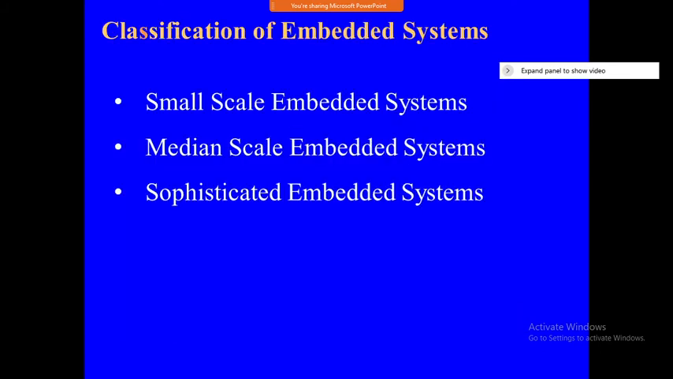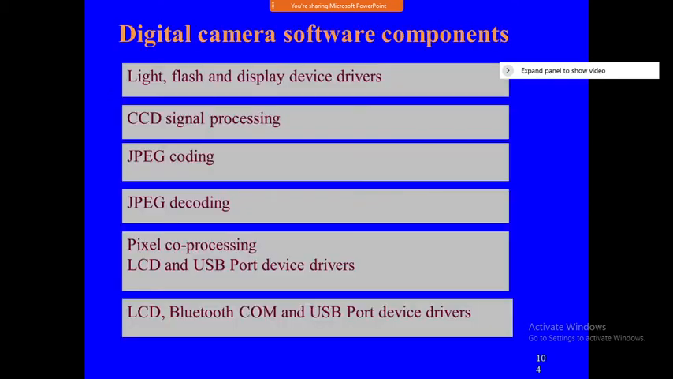Next, classification of the embedded system. This completes your examples of the embedded system. See, what examples have you seen? The first one is the automatic chocolate vending machine, then the smart car, and the digital camera. In the exam, they will ask you to explain the hardware and software components of the embedded system.